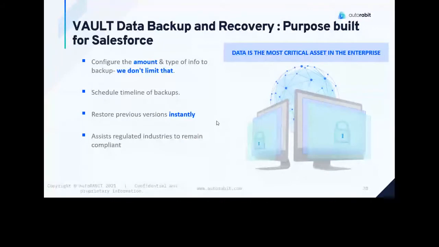Coming to Vault, why is Vault purpose-built for Salesforce? Data is the most critical asset in the enterprise today, and we want to configure the amount and type of info to back up. We don't want to limit that over the period of time for you. Scheduling the timeline of backups is very important. Automatically set it up once so that all the backups, full backup or incremental backup, happen automatically within intervals. Restoring all the previous versions instantly without hiring more resources or involving a lot of manpower, automatically doing all of those. Like I mentioned, about 10 million records could be restored or backed up in just 1 hour. So that's the efficiency we bring in.